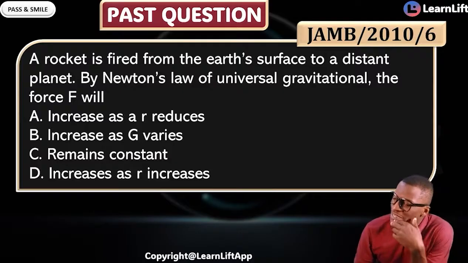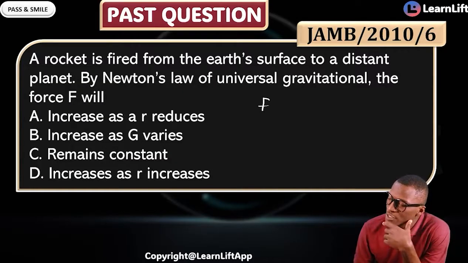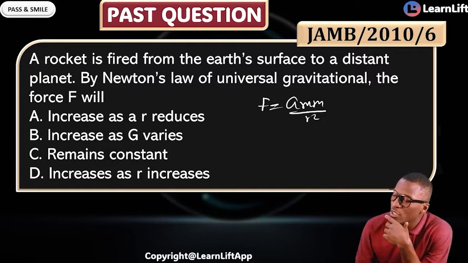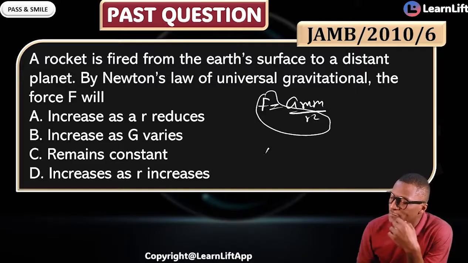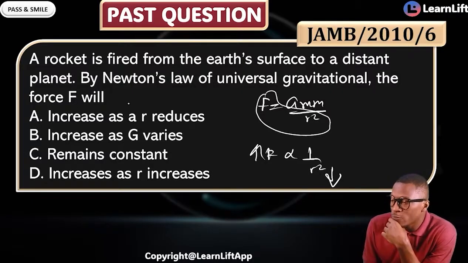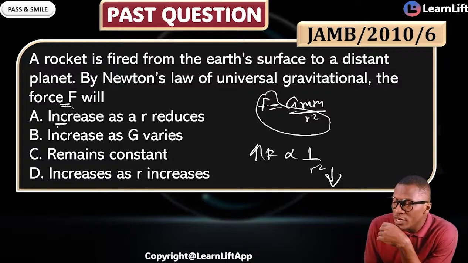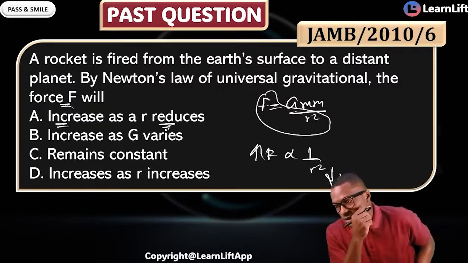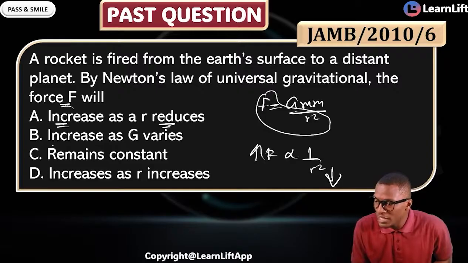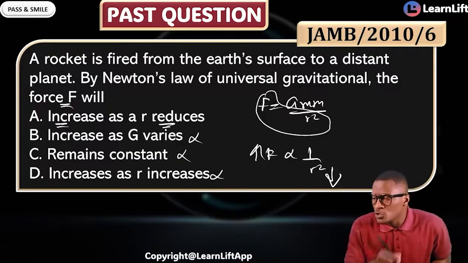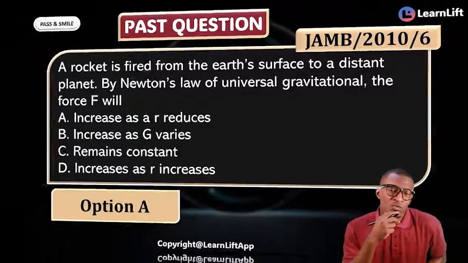What's the relationship between force and distance? We said that F is given as GMm all over R squared. So the relationship between force and distance is that force is inversely proportional to 1 all over R squared. So if the force is increasing, the distance will reduce. The question says the force will increase as R reduces, right? Option B said as G varies. No. C said remain constant. No. D said increases as R. No. It's going to increase as R reduces, making option A the answer.